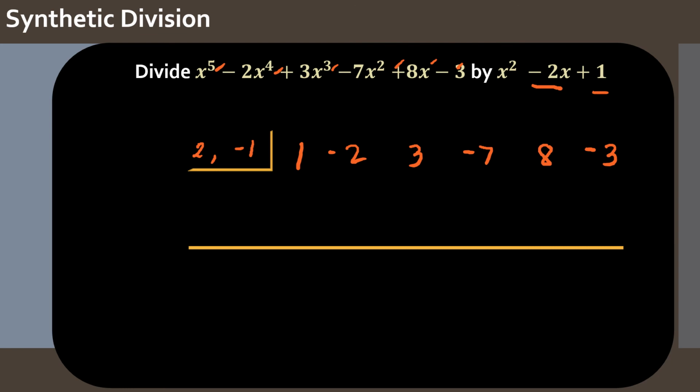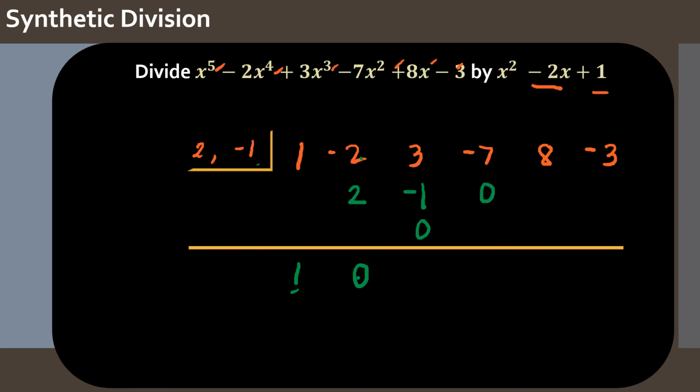Now we have, bring down 1. 1 times positive 2 is positive 2. Sulat natin dito sa tapat ni negative 2. And 1 times negative 1 is equal to negative 1. I-add ulit natin yung magkatapat na column. Negative 2 plus positive 2 is 0. At gagamitin ulit natin si 0 pang multiply sa divisor. 0 times 2 is 0, and 0 times negative 1 is 0.